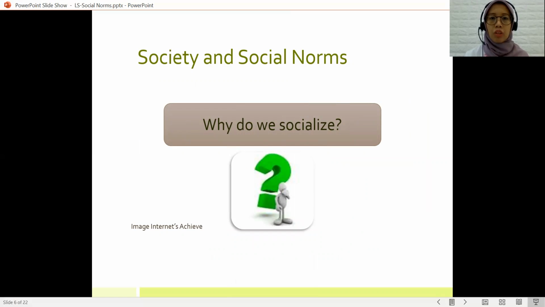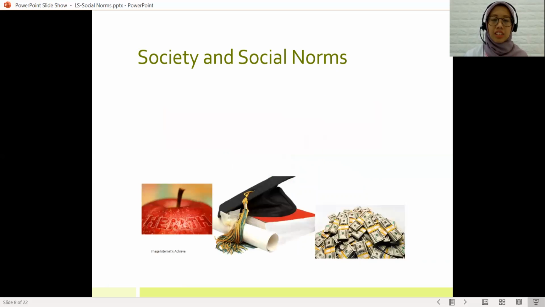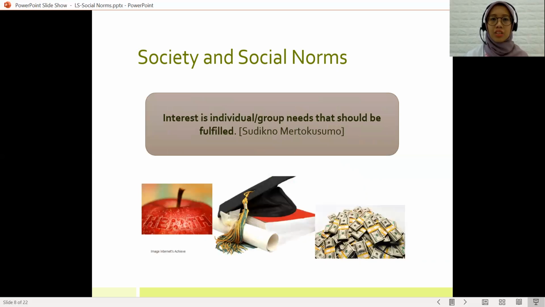In order to be organized, we need to socialize first. Within that socialization process, people try to fulfill their own interests, and other people help them. We also help them to fulfill their interests. So what is interest anyway? Interest is individual or group needs that should be fulfilled, according to Martokusumo.